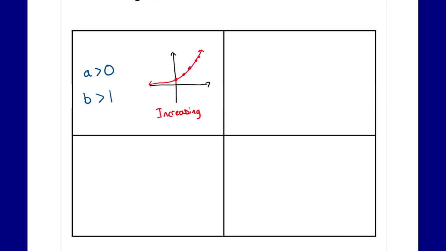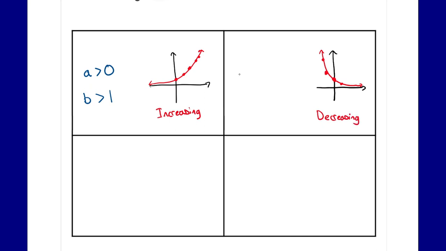On the flip side then, for decreasing, we can go back to our traditional exponential decay formula, where it looks something like this. And this would be an example of decreasing, right? Again, we've looked at this before. We've had a whole lesson on this, right? So this would be decreasing.